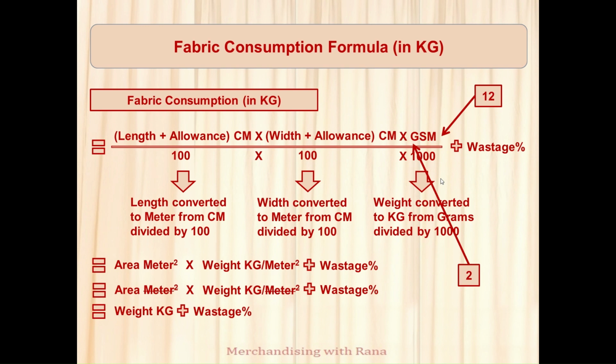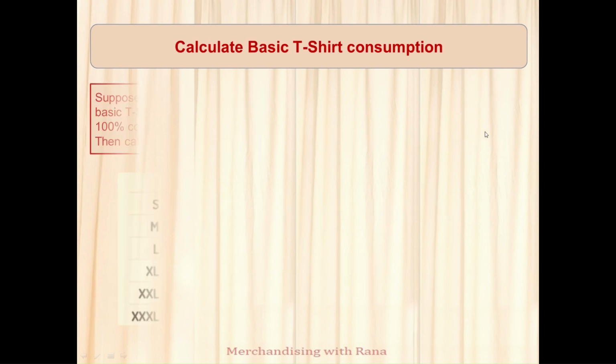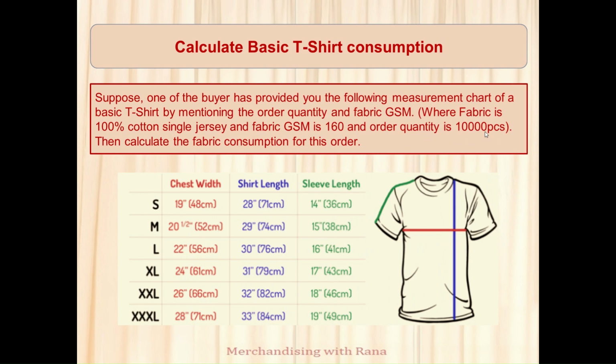Like if you are taking the consumption for a pocket, there are no two parts, so you don't need to add these two. Or if you want to find consumption in pieces, you do not need to multiply it by 12. This is actually very common, and I didn't change any figure here, so that you can understand it is the same thing I have done from my basic formula.